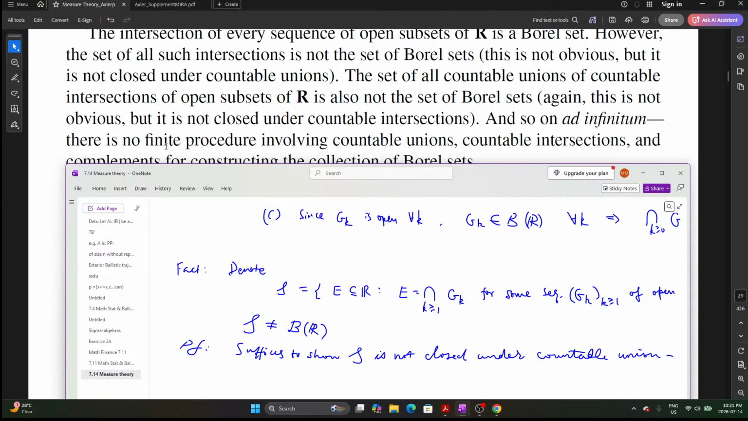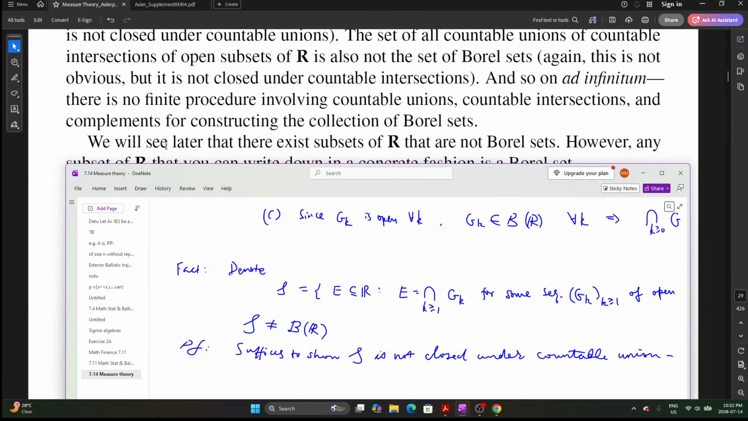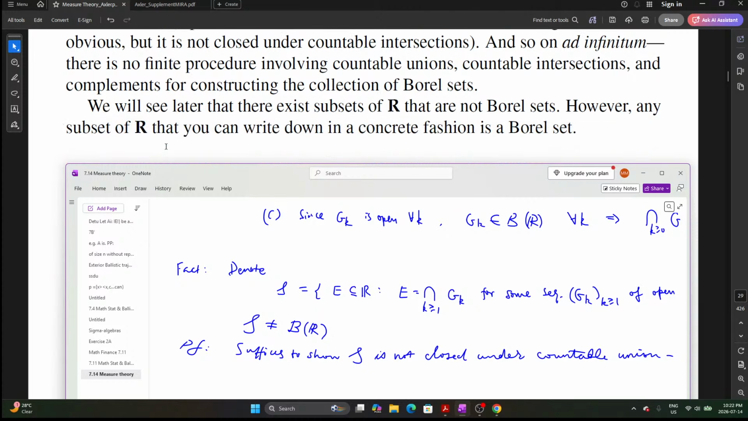There is no finite procedure involving countable unions, countable intersections, and complements for constructing the collection of Borel sets. We will later see that there exist subsets of R that are not Borel sets. However, any set of R that you can write down in a concrete fashion is a Borel set.